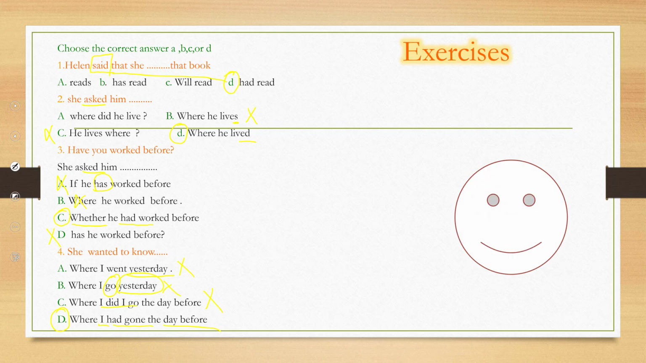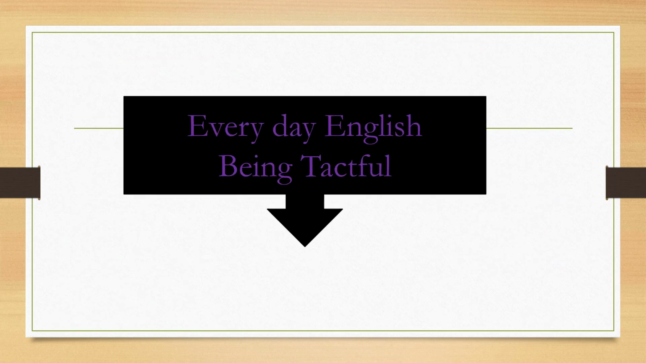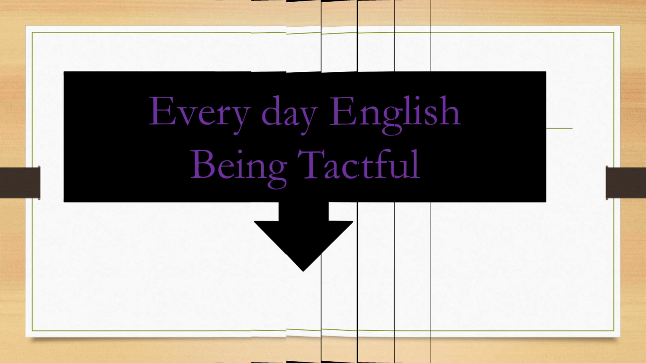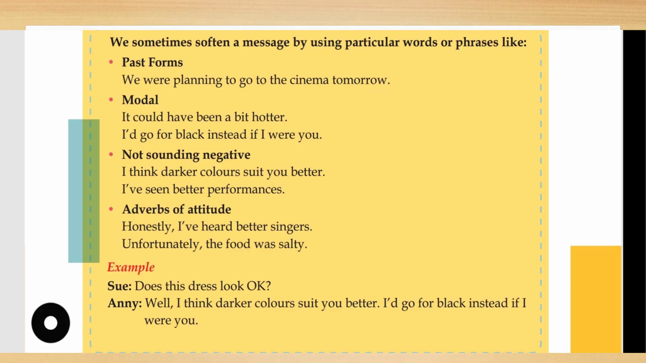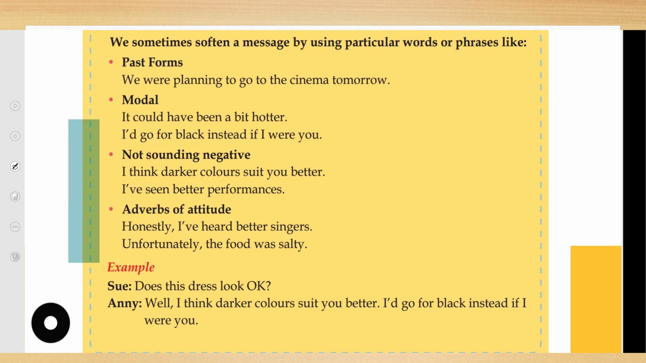Now, this is the end of reported speech. Here we have everyday English. We move to everyday English: being tactful. We sometimes soften the message by using particular words or phrases, like first, past form. We were planning to go to the cinema tomorrow. Here, look, the tense is about tomorrow, but we used the past tense in order to give an excuse.